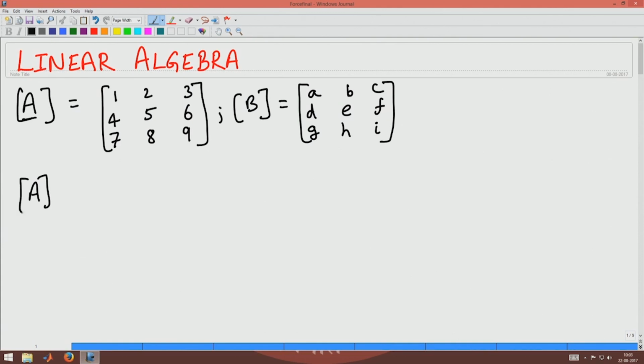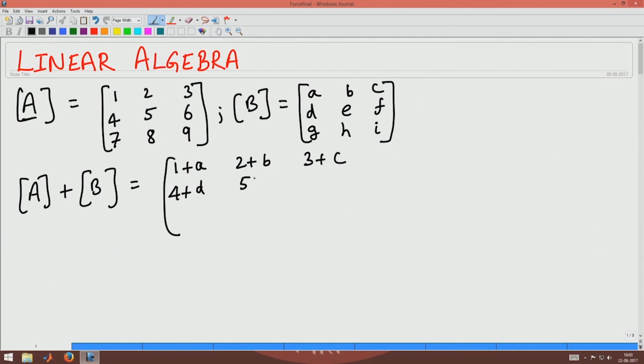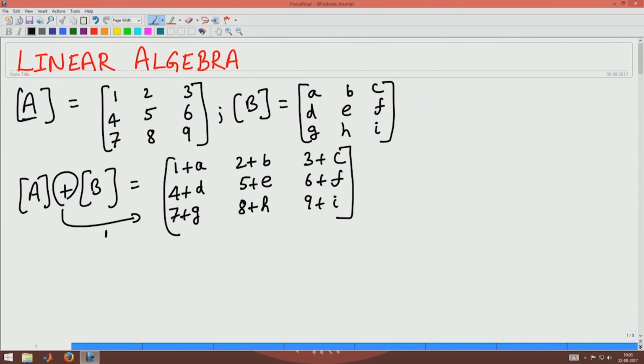When I say matrix A plus matrix B, what I mean is this resulting matrix: 1 plus A, 2 plus B, 3 plus C, 4 plus D, 5 plus E, 6 plus F, 7 plus G, 8 plus H, 9 plus I. This is what this operator plus means.